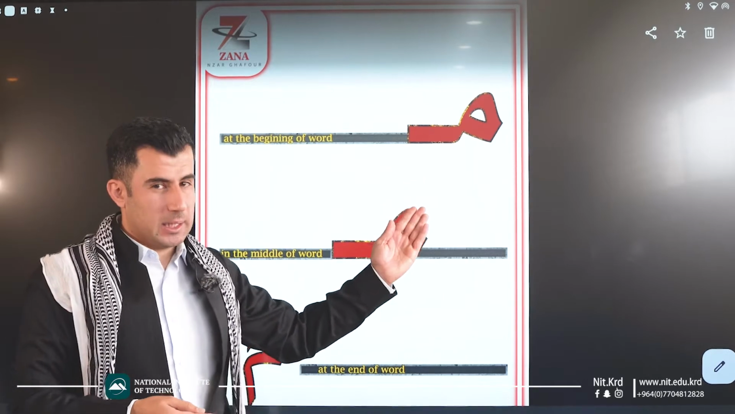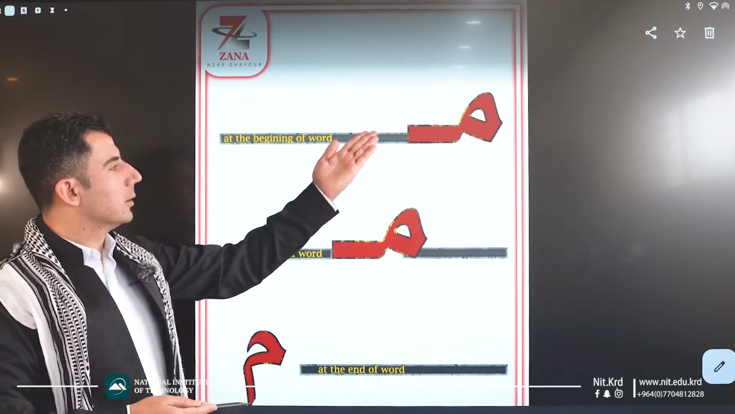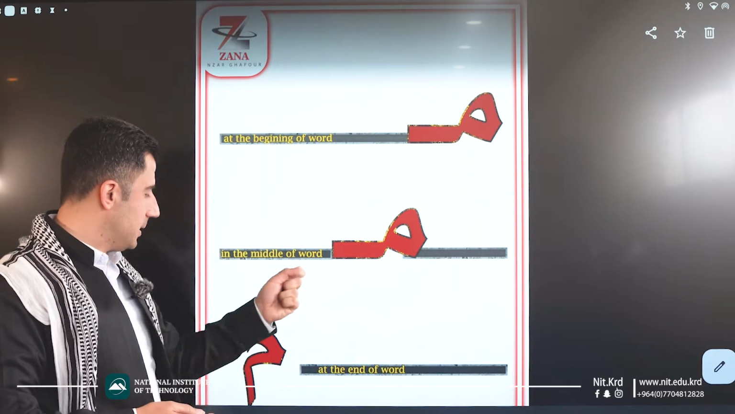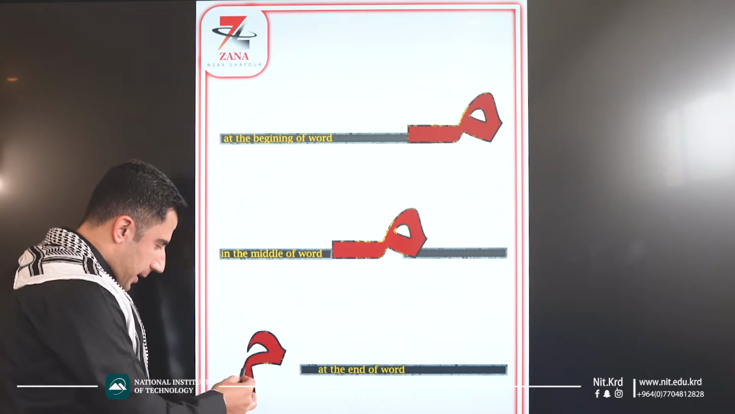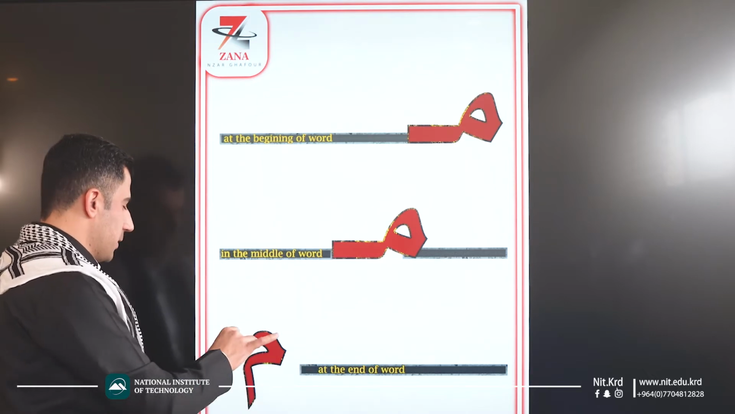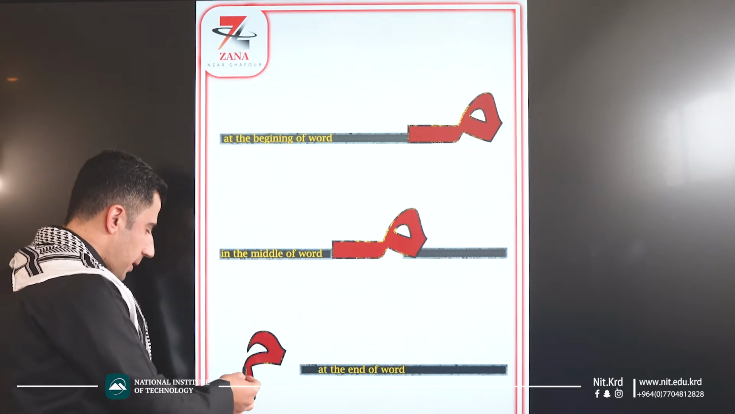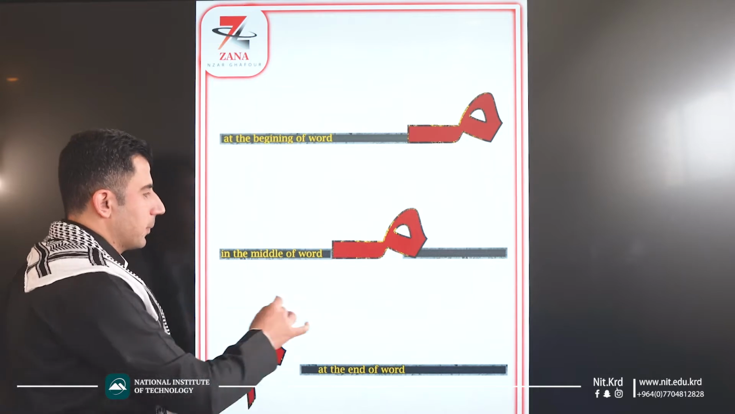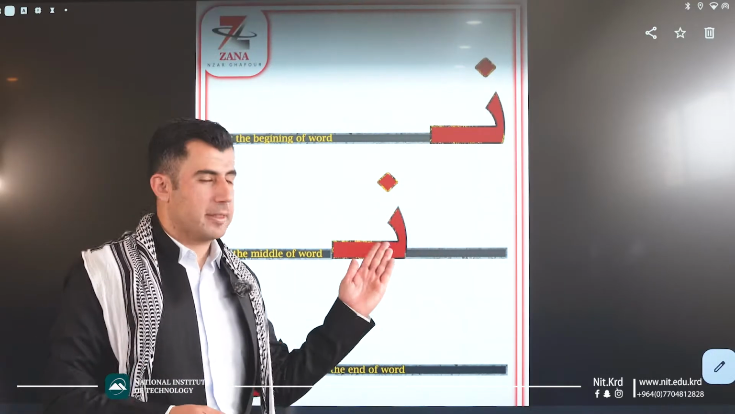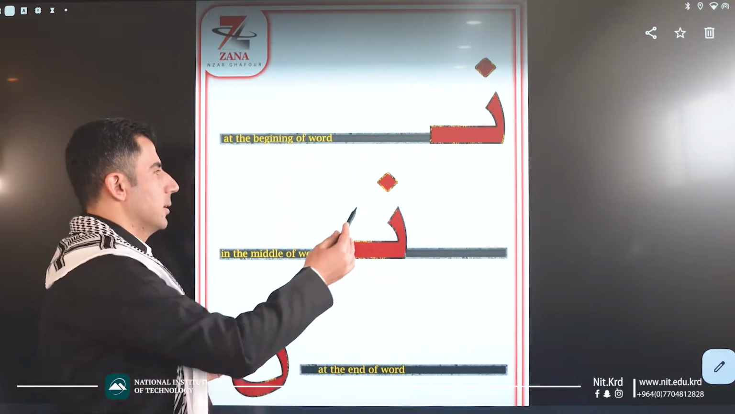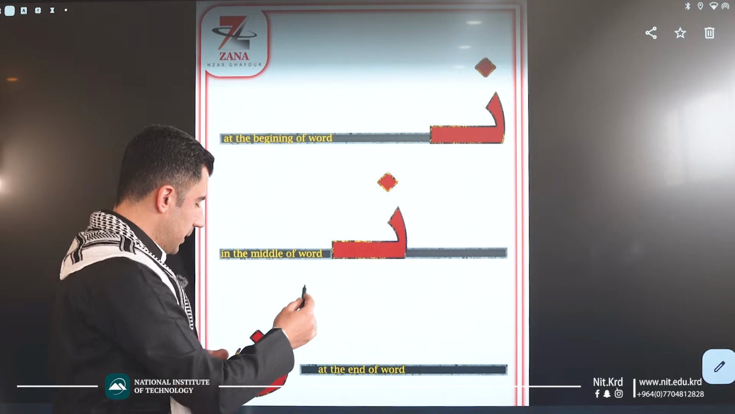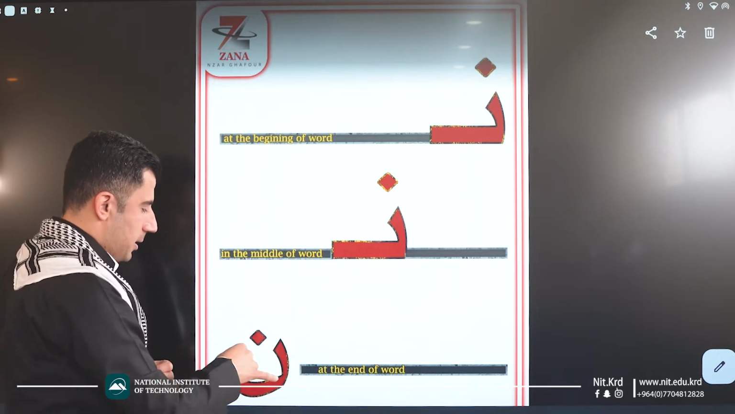This one is me. At the beginning of the word, in the middle, and at the end, be careful. At the end, we have to do it like this. It's not like the previous one in order to close it. No, we have to do it like this. That's me. This one is ne. At the beginning, in the middle, at the end of the word. This is ne.